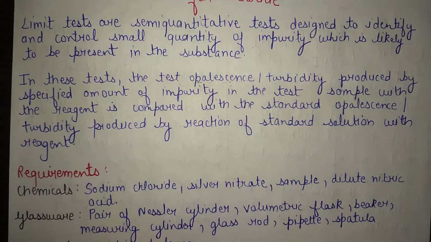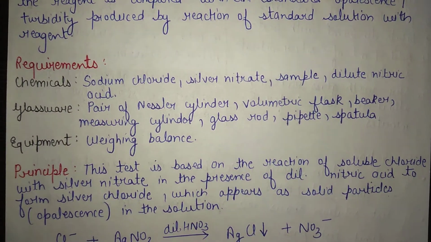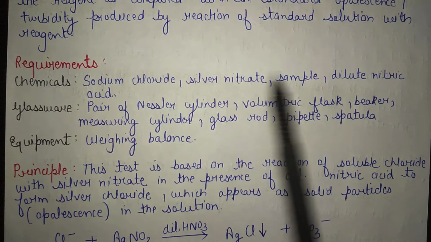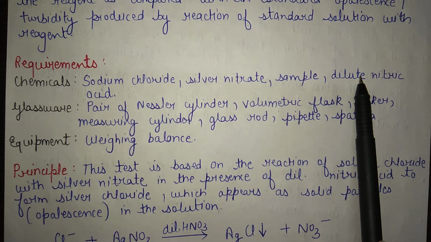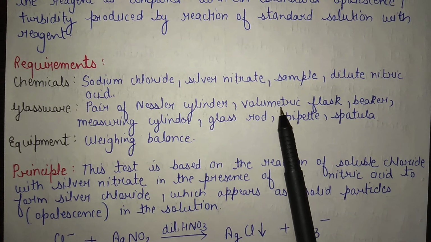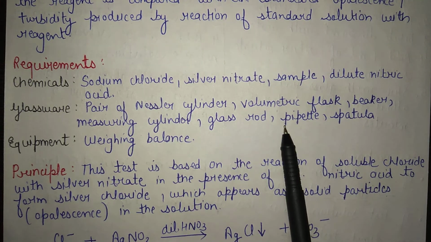Now let us begin with the limit test for chloride. Firstly, let us talk about the requirements. The chemicals required are sodium chloride, silver nitrate, sample, and dilute nitric acid. The glassware required is a pair of Nessler cylinders, volumetric flask, beaker, measuring cylinder, glass rod, pipette and spatula.